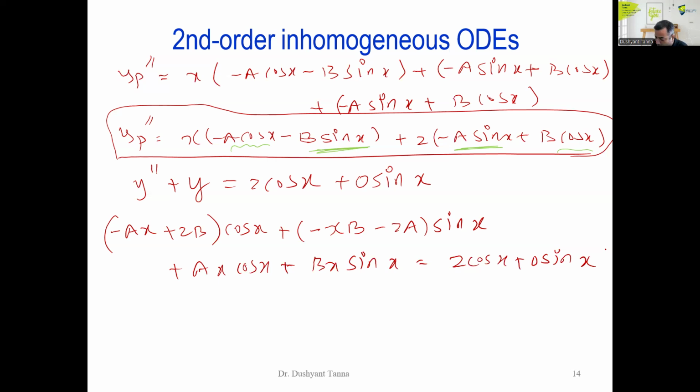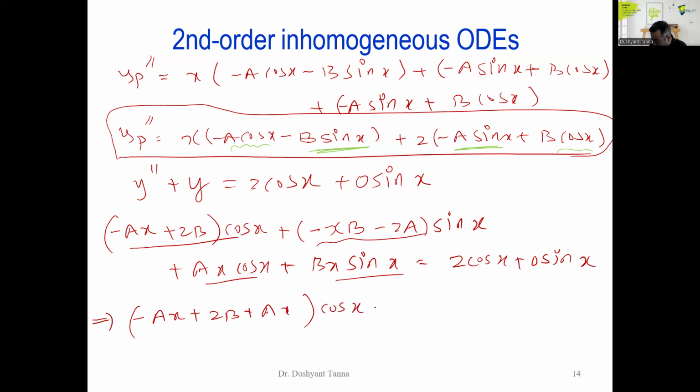One more combining. I'll combine this before I compare. So that will be minus AX plus 2B plus AX cos. AX is gone, so you're really making it easier. Minus XB, or BX if you want. That's right, BX, because that's more standard way of writing. BX, 2A plus BX sine X is equal to 2 cos X, 0 sine. As you can see, AX is gone, BX is gone.